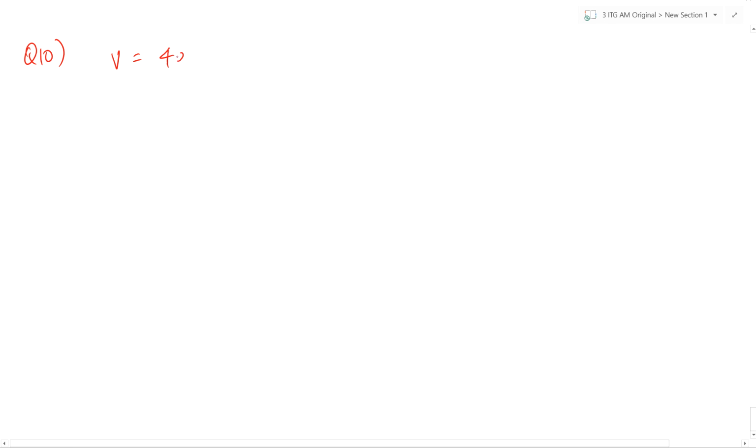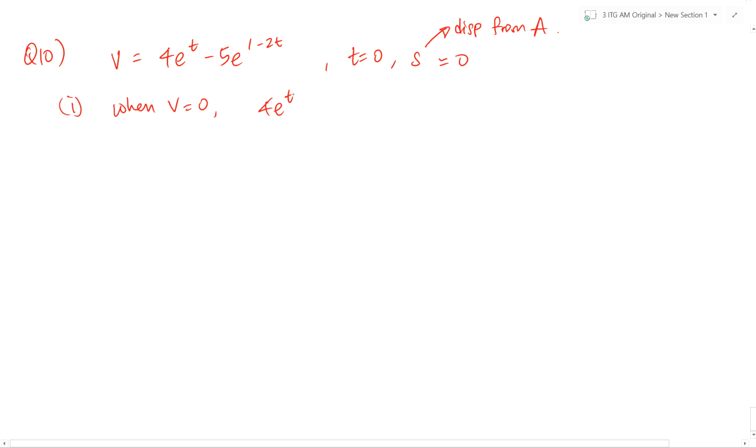Velocity is 4e^t minus 5e^(1 minus 2t). After leaving a fixed point A, when t equals 0, s equals 0. This is the displacement from A. When it is instantaneously at rest, v equals 0, so 4e^t equals 5e^(1 minus 2t).